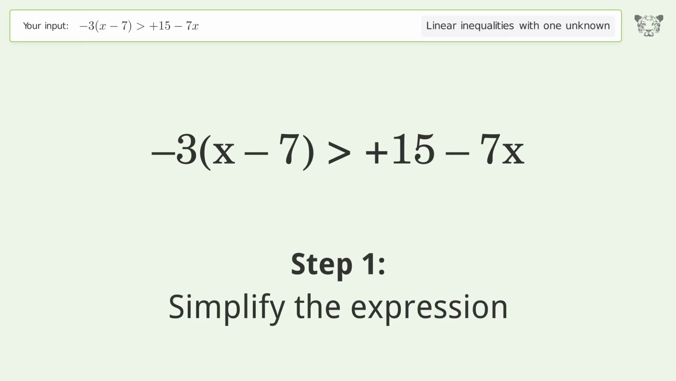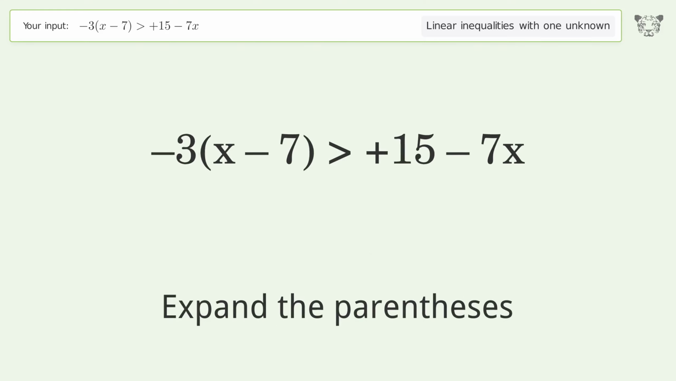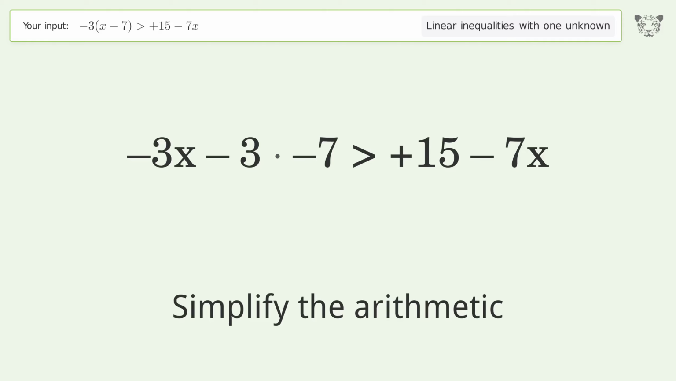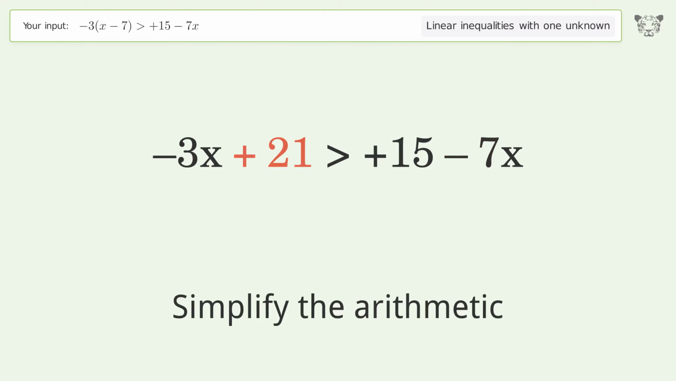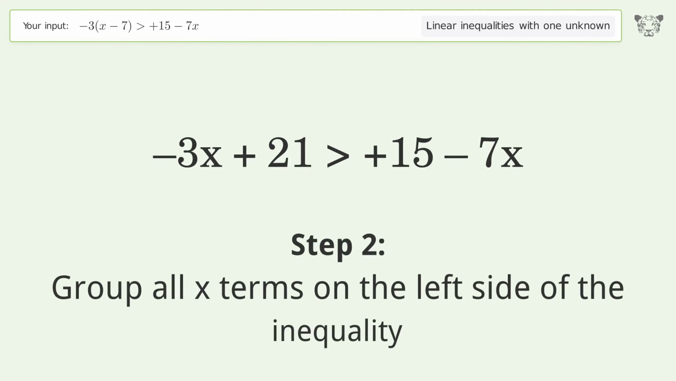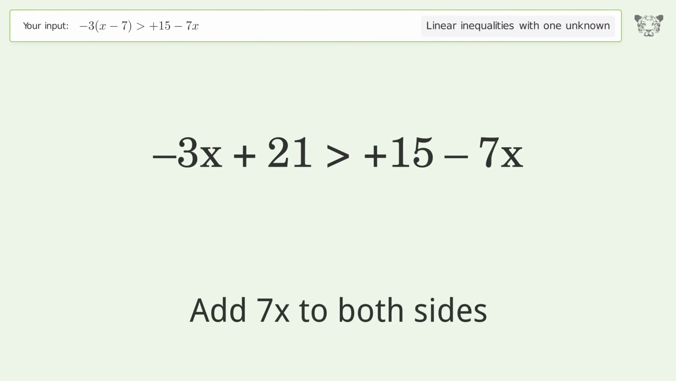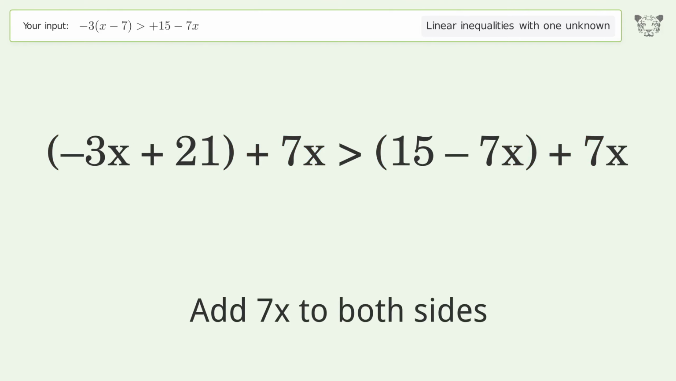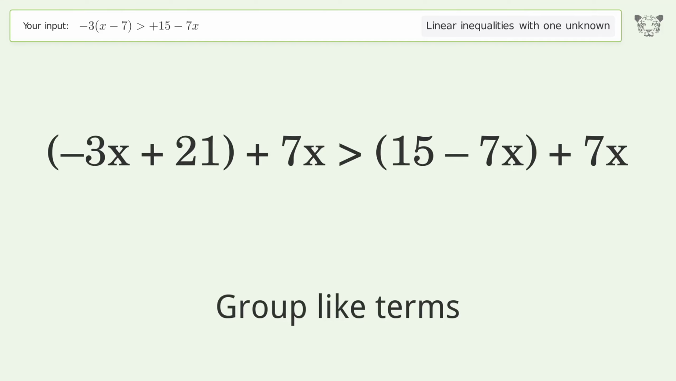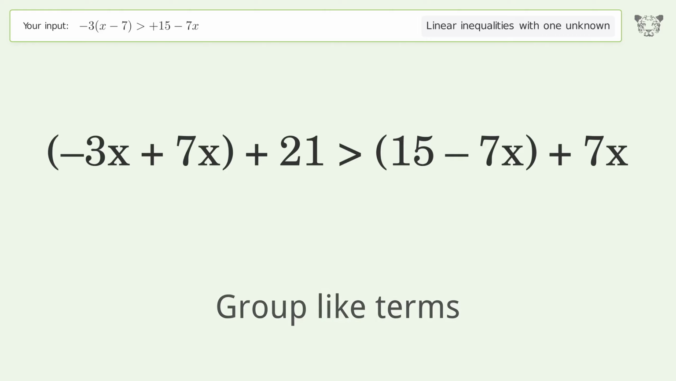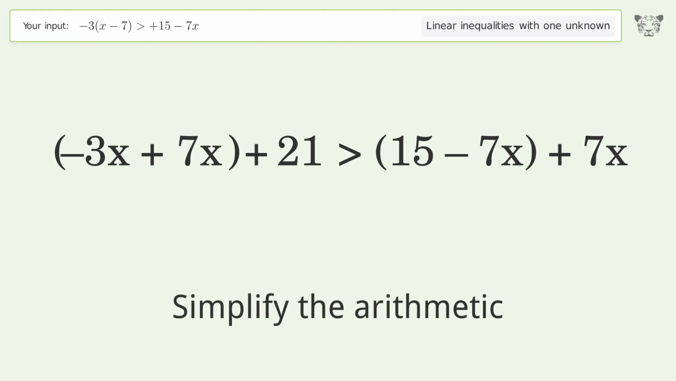Simplify the expression. Expand the parentheses. Simplify the arithmetic. Group all x terms on the left side of the inequality. Add 7x to both sides. Group like terms. Simplify the arithmetic.